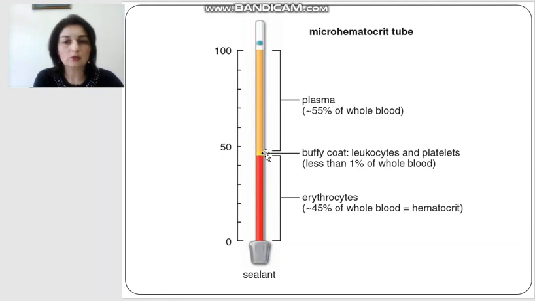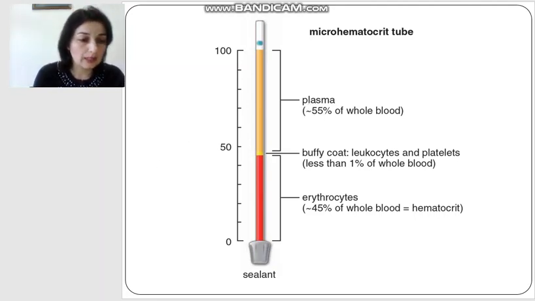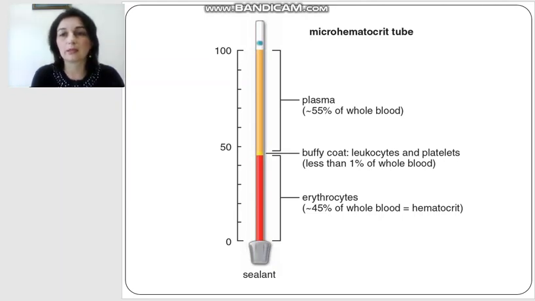Then 1% will be the buffy coat, which is produced by leukocytes and platelets. That will be just 1%. And the remaining fluid, which remains on the top of the tube, will be 55%. So that will be the plasma of blood. Plasma constitutes 55% of the total volume of blood.